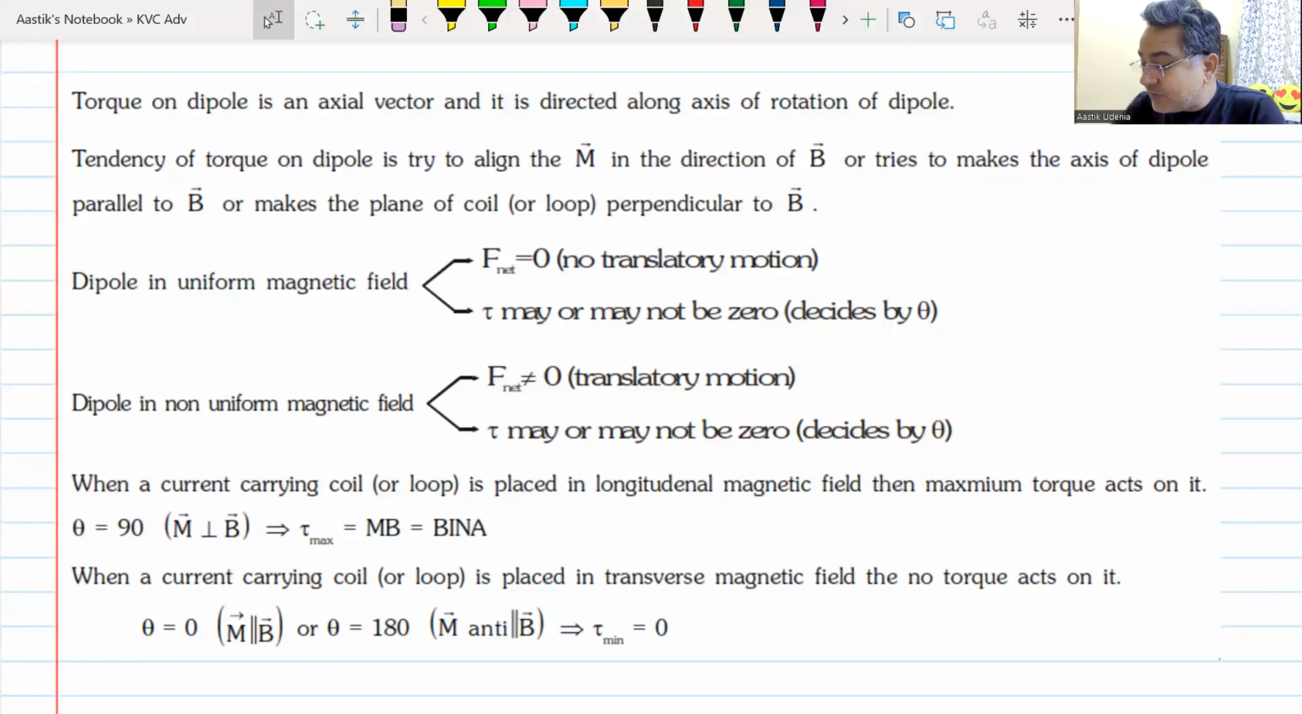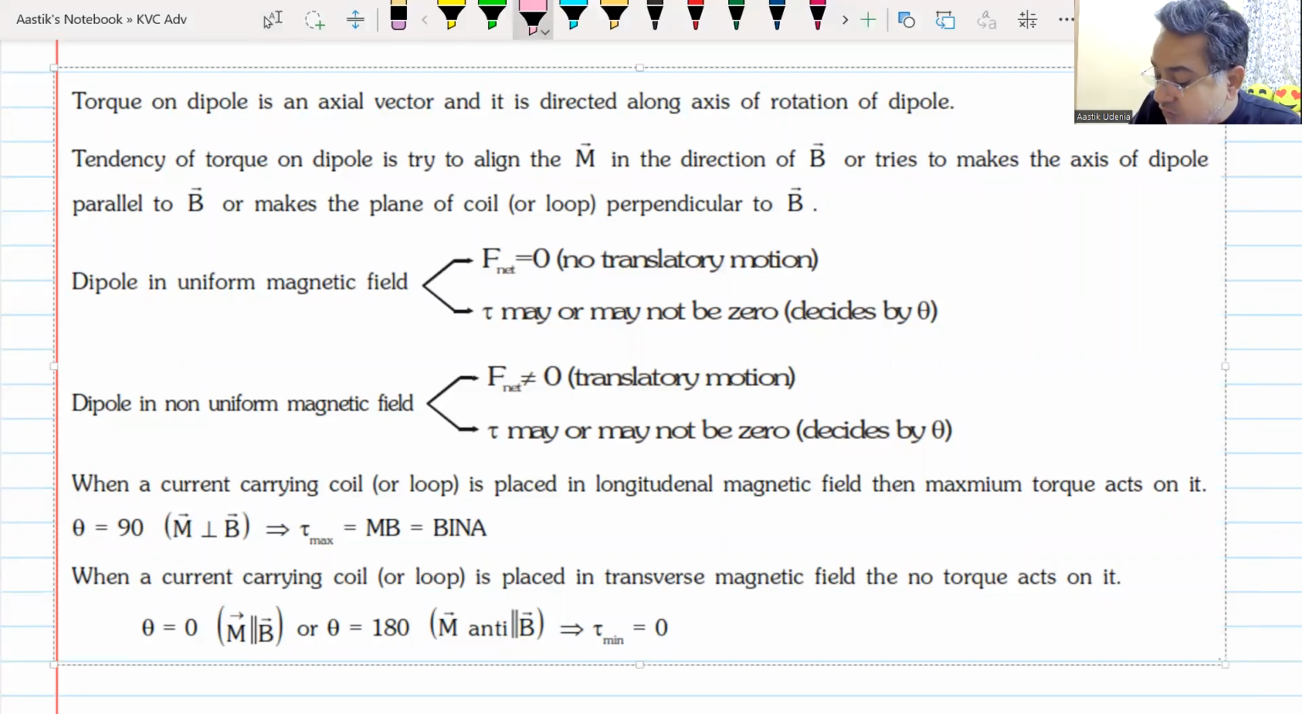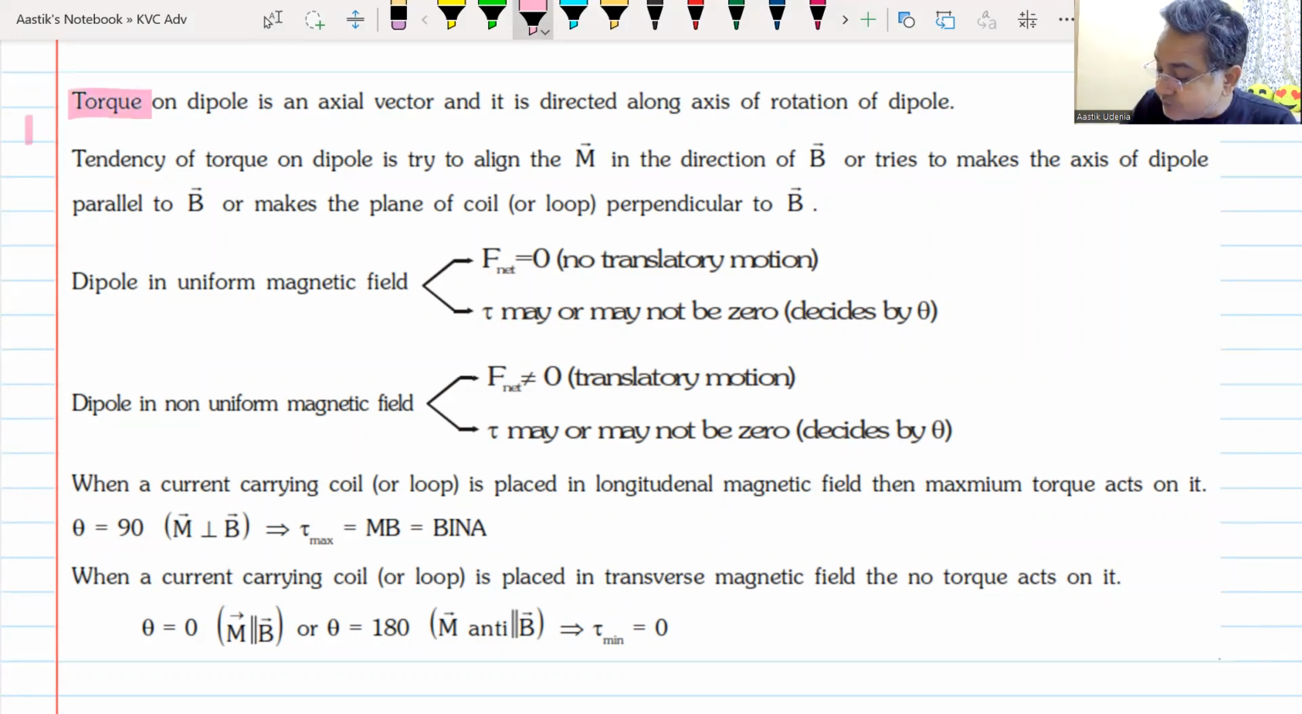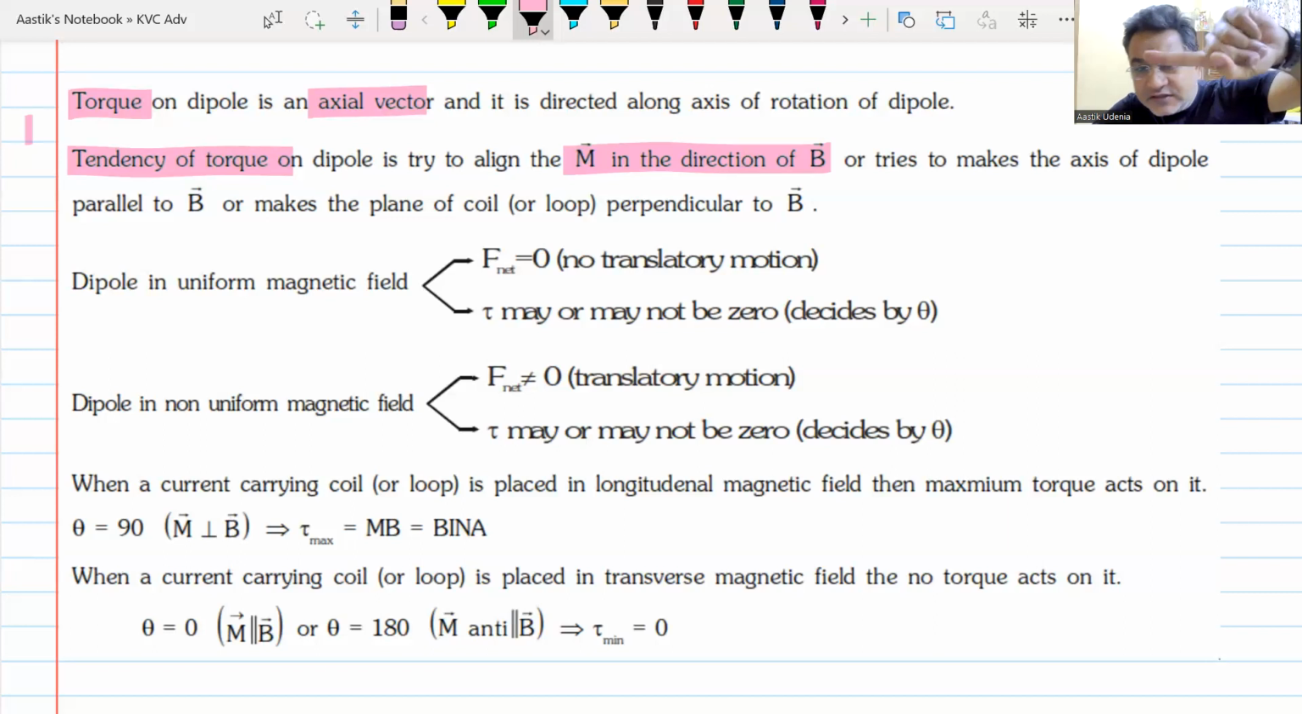These are the points that you already know, just to note them down. Torque is an axial vector. I told you that, yes or no? Now, what is this torque trying to do? It is always trying to bring the loop back to its stable equilibrium, where M and B are in the same direction. So it will always try to rotate the loop such that the magnetic moment M comes in the same direction as B.